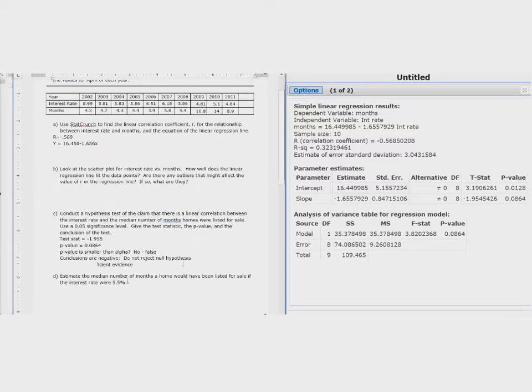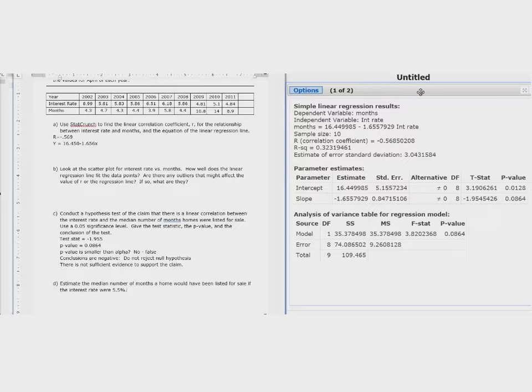Okay, so now in part D, what it's asking is to estimate the number of months a home would have been listed for sale if the interest rate were 5.5%. The answer to this and how you get there depends on what you came up with for your test result up here. What we came up with was that there's not sufficient evidence that there is a linear correlation. So that means we can't use our regression equation to make this estimate. The only way that we can estimate this number of months is by using the average of the numbers of months up here in the table.